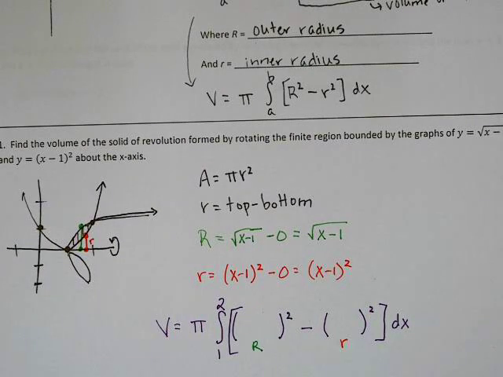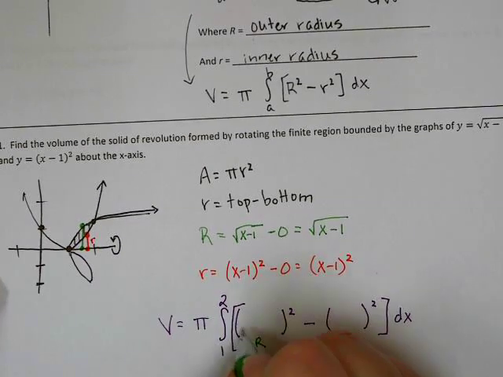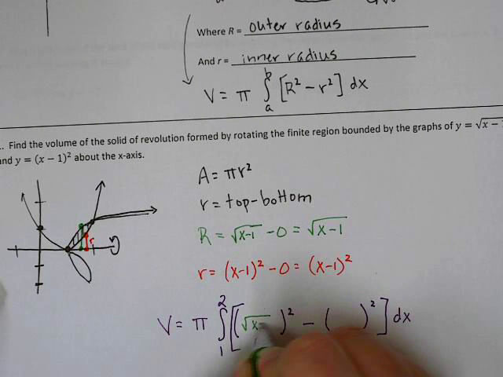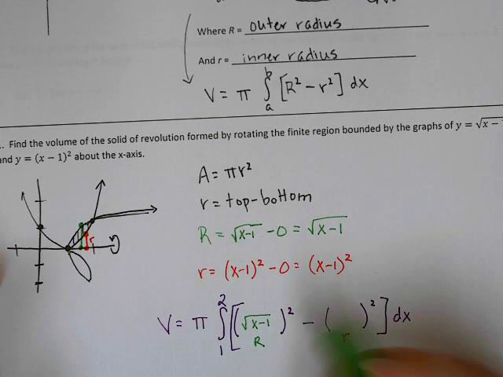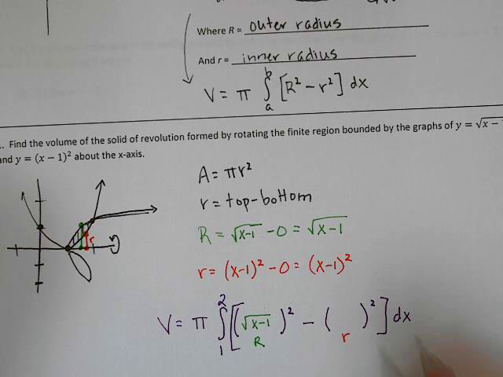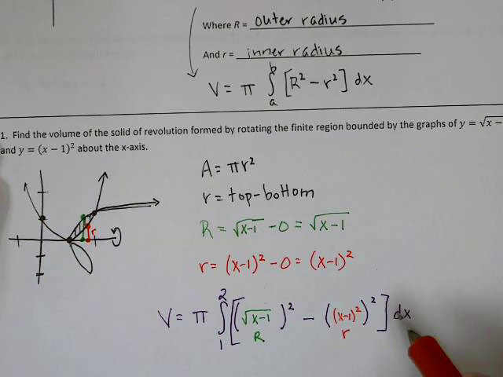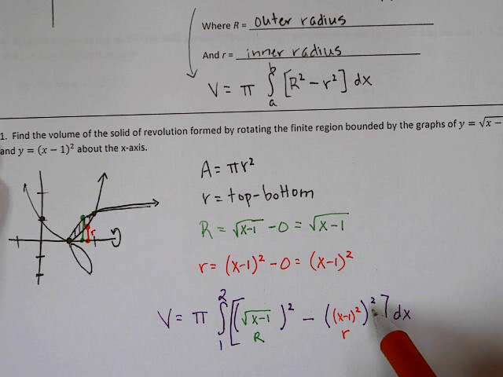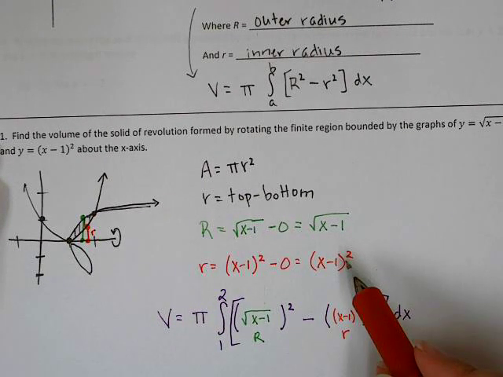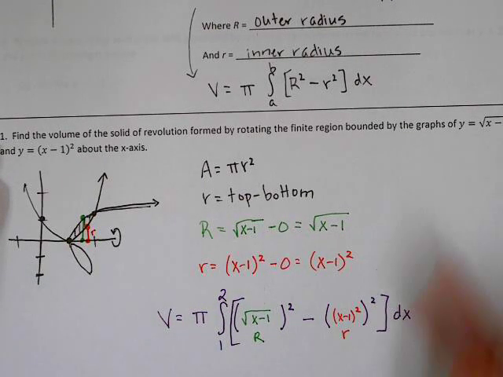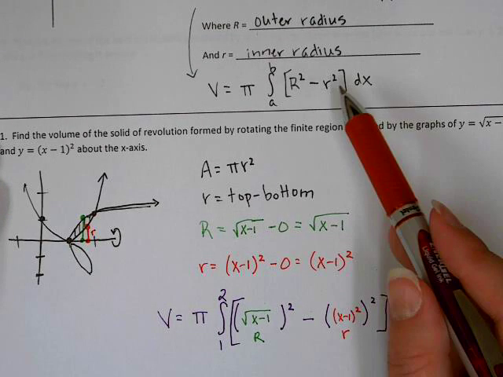So the big R is the square root of x minus 1. And then the little r is (x minus 1) squared. So you'll notice we actually have two squares here, because the inner radius was already squared, and then we have to square it when we put it into our formula here.